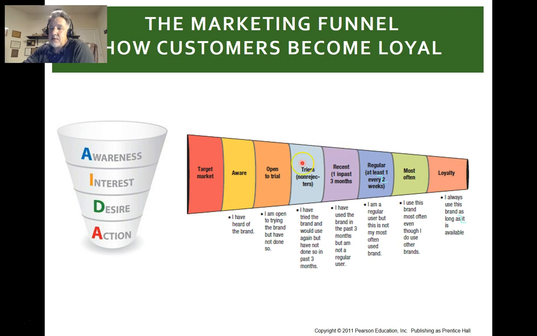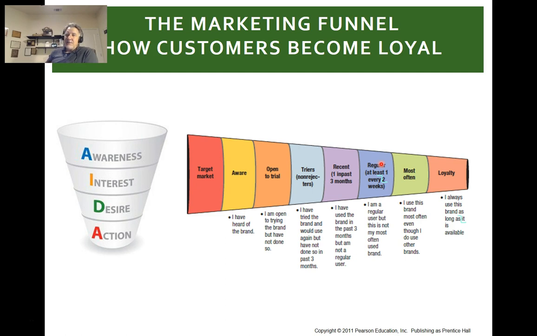But you want to move those triers to more recent. You want to create what we call a behavior, which is a hooked behavior. And there's a great book by a gentleman out of Stanford that talks about this. And ultimately what we're trying to do is move them into regular. I'm a regular user, and it is not necessarily my most often used brand, but it's definitely something that is. And moving them further down, it's the most often brand. It's gotten to the point where you've created a habit, and not only a habit, but a relationship.